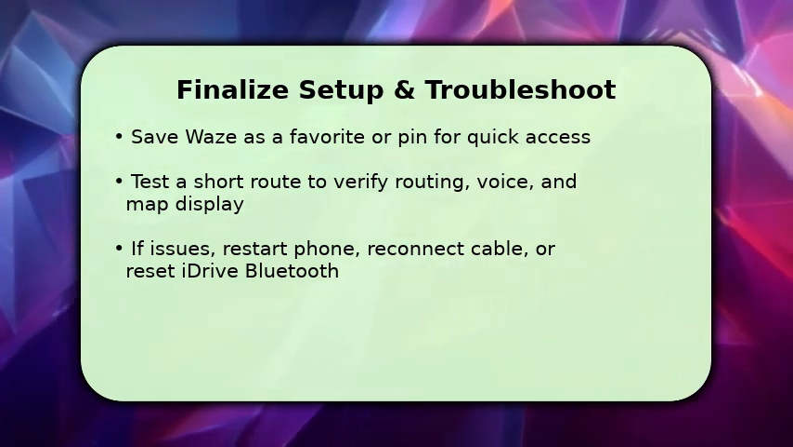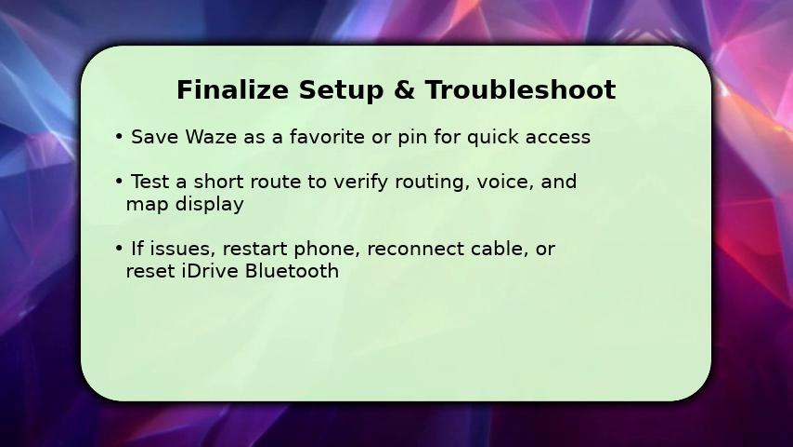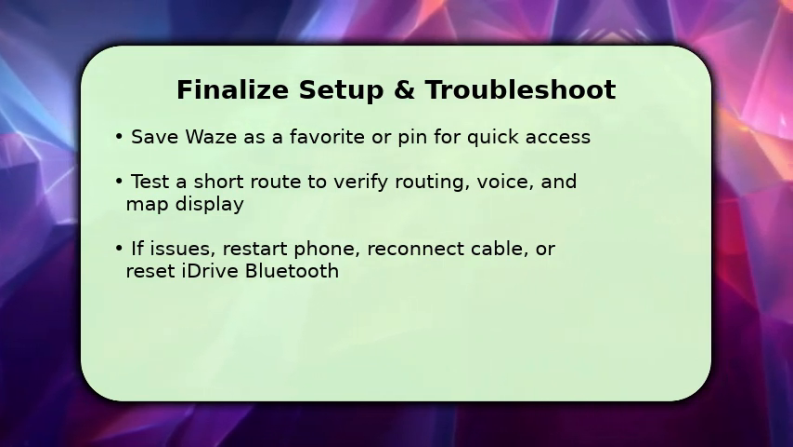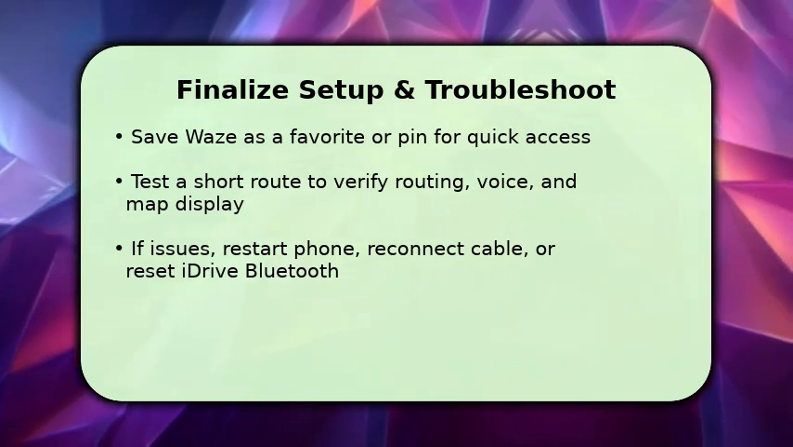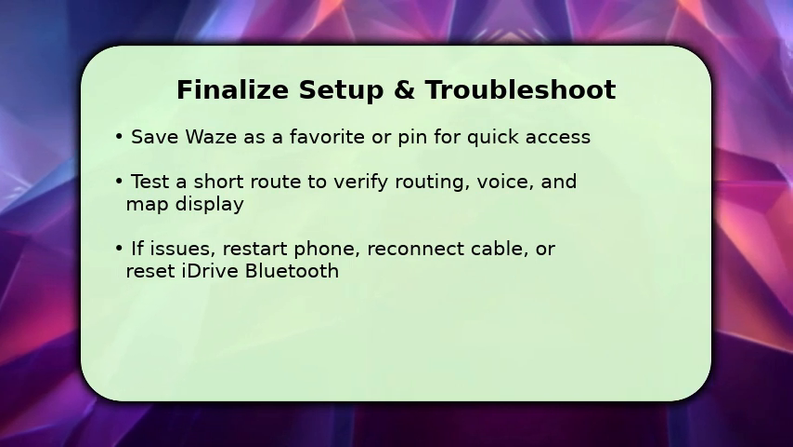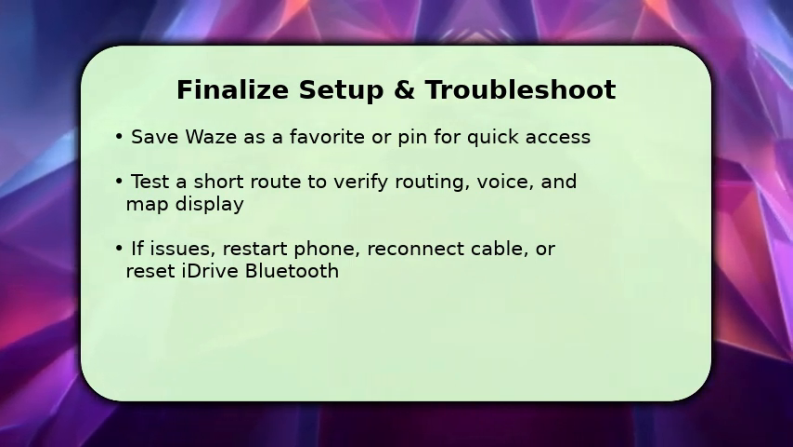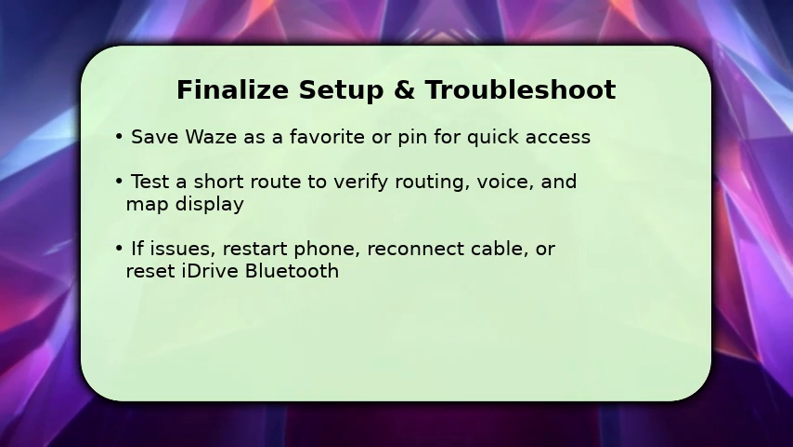If you don't see Waze or audio drops, restart your phone, unplug and replug the USB cable, or clear the Bluetooth pairing and repair in iDrive. These fixes usually resolve connection glitches. If problems persist, check for BMW system updates and retry the process.